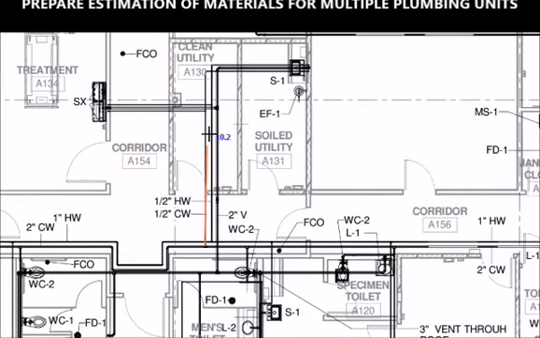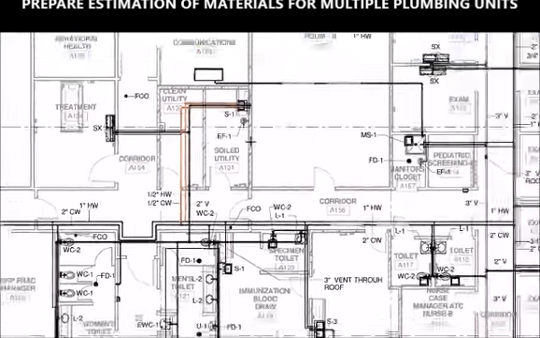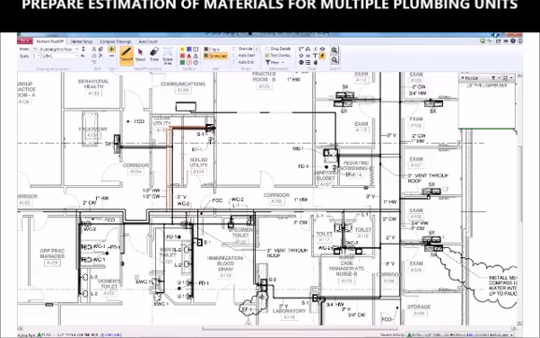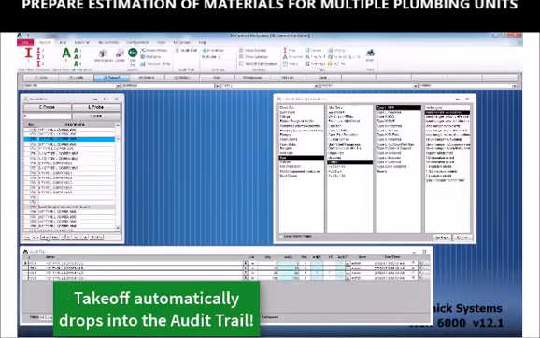So I'm going to take that orange line, or that 1/2 inch copper, and start drawing it on my plan. And as you can see, it is measuring and saving every piece of takeoff for me. All I have to do as an estimator, draw it on the plan. Measurements and takeoff automatically drop into the audit trail. Let's take off some more material.